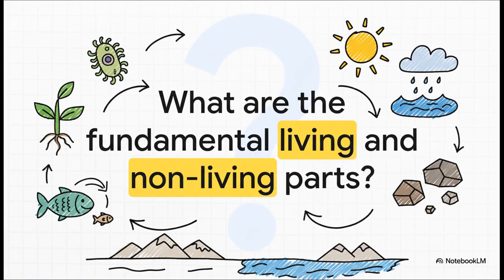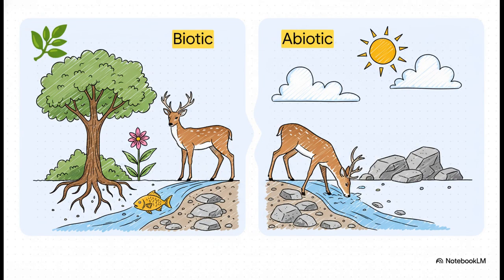When scientists talk about the living and non-living parts, what are they actually talking about? This is where we get into the real nuts and bolts. So every single ecosystem has two sides to the coin. On one side, you've got the biotic factors. That's easy to remember. Bio means life, so it's all the living or once living stuff. On the other side, you have the abiotic factors, all the non-living things. You absolutely need both for an ecosystem to work.